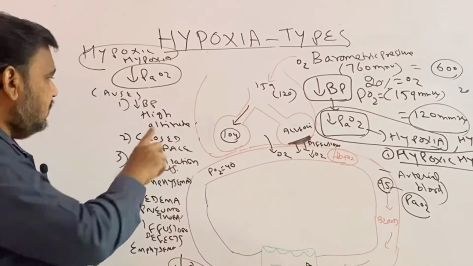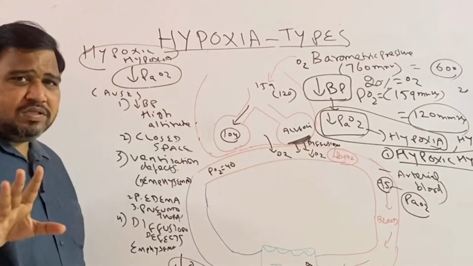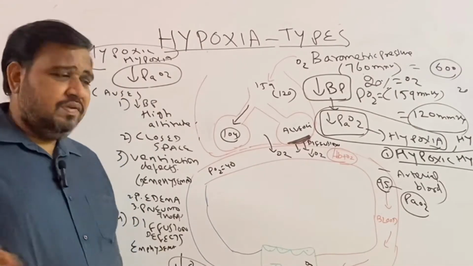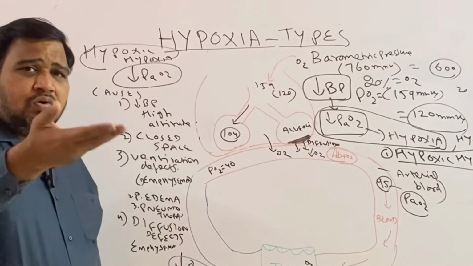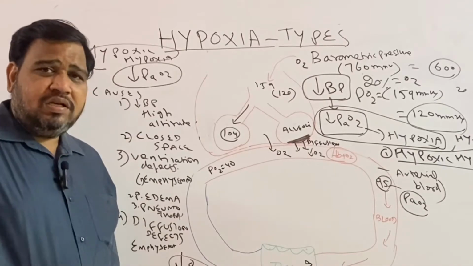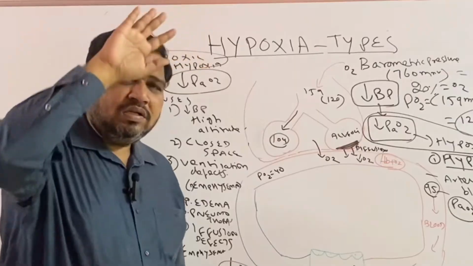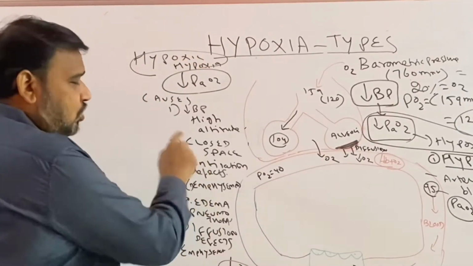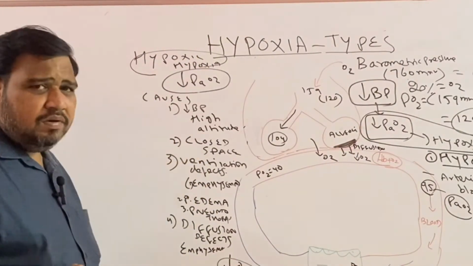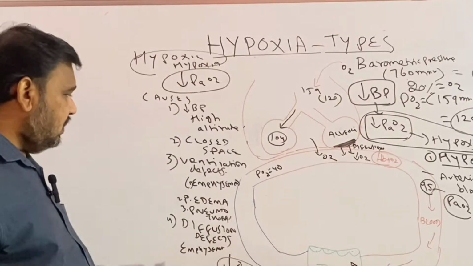The common condition is decreased barometric pressure. The overall pressure itself is decreased, which happens in high altitude. As you go higher and higher, the total pressure decreases. Obviously, the oxygen pressure, which is 20% of the total pressure, is also decreased. In a closed space, there is also a possibility of decrease in arterial pressure of oxygen.